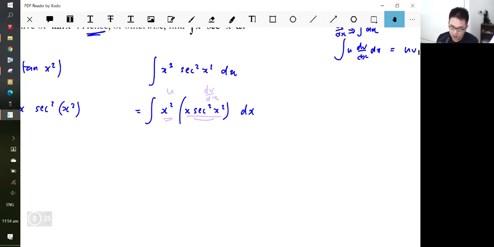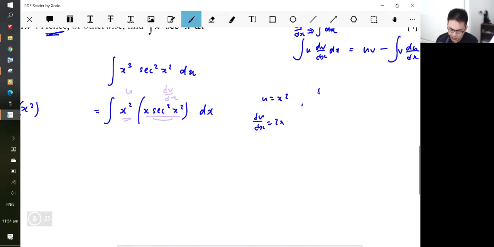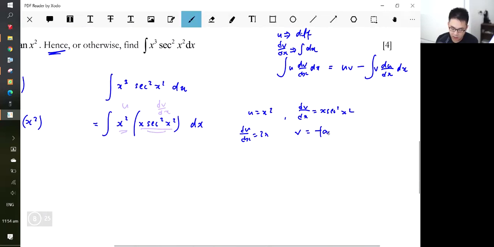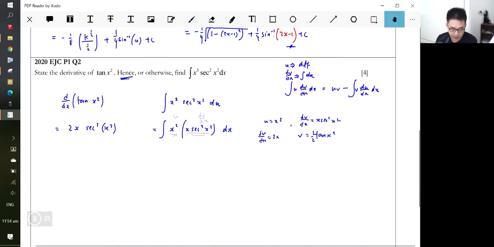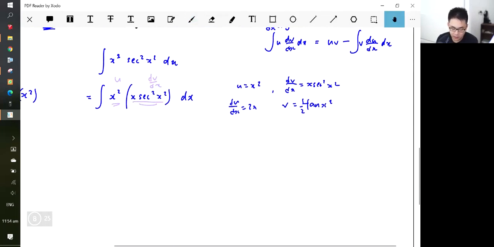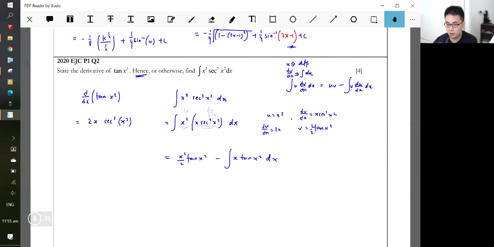So from here, it's okay, u is x squared. So du dx is 2x. Then after which you have got dv dx, which is x secant square x squared, which is v equals to tangent x squared, I believe, half. Okay. So there you go. This is x squared over 2 tangent x squared minus x tangent x squared dx. Then what to do next?